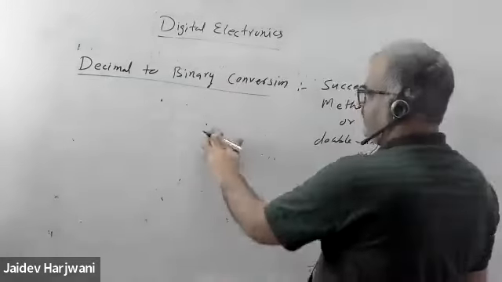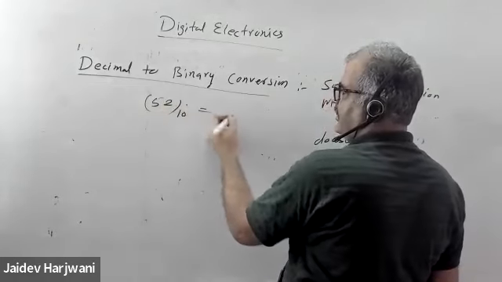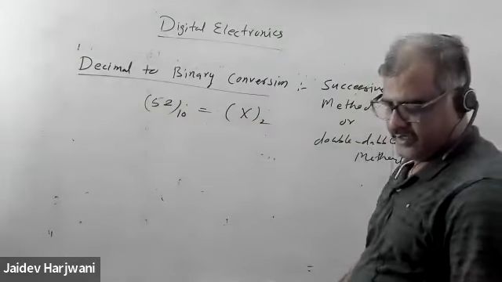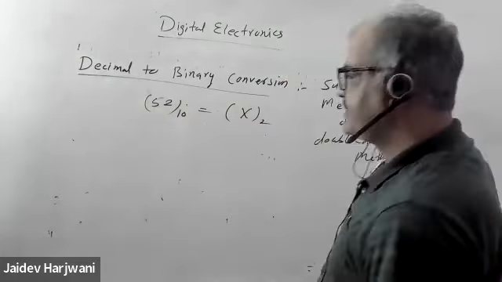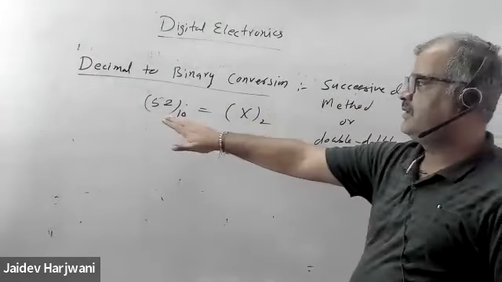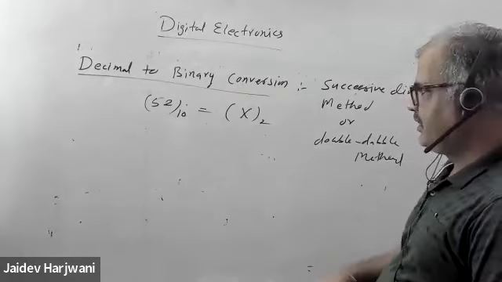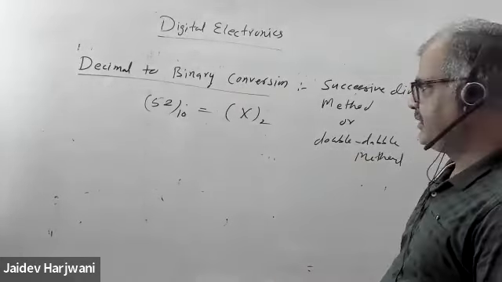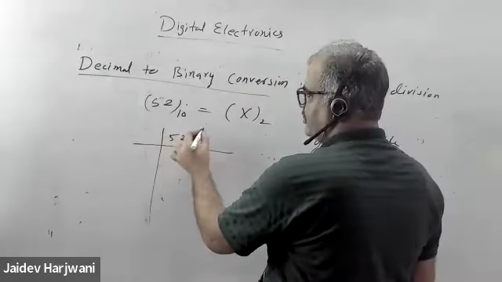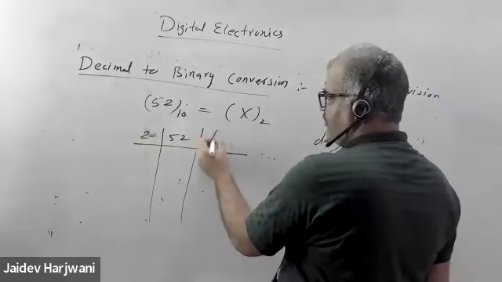What is this method? For example, I want to convert 52 into the binary number system. What this method says is that you have to successively divide the number by the base in which you want to convert. For example, here I want to convert to the binary number system, so I will divide this 52 by 2, and I will note the remainder.